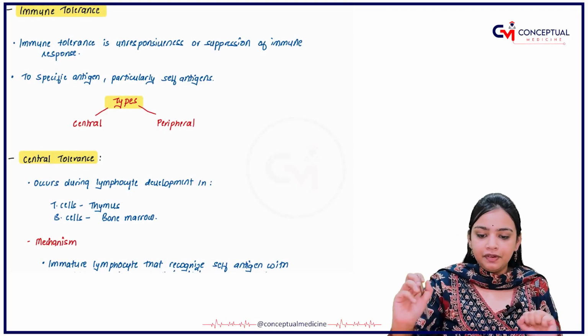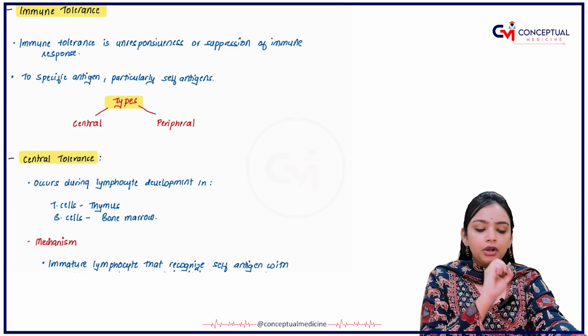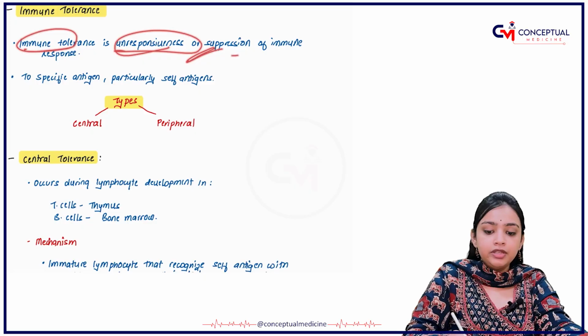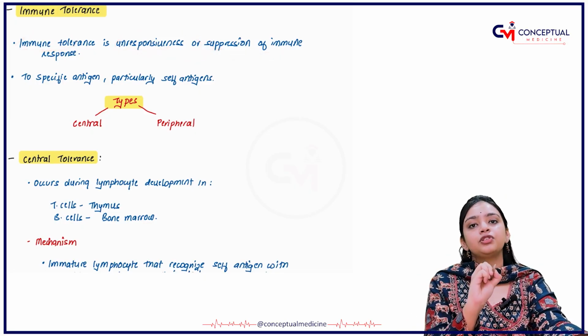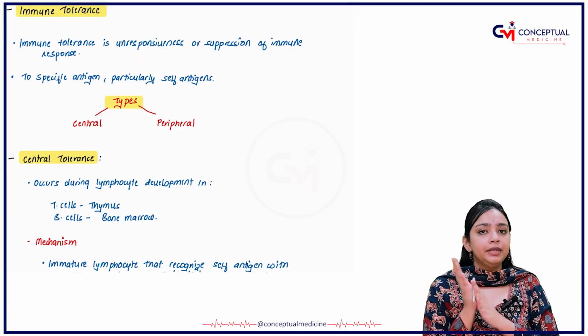Now the next thing that we will be studying is immune tolerance. So what is immune tolerance? Immune tolerance is basically a state of unresponsiveness or suppression of the immune response. I'll give you an example.